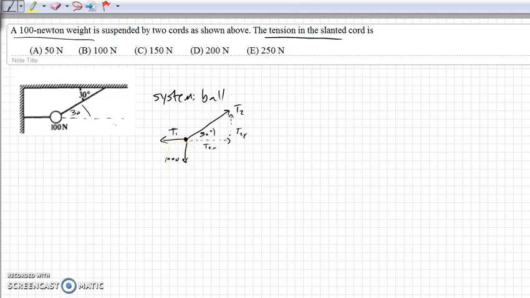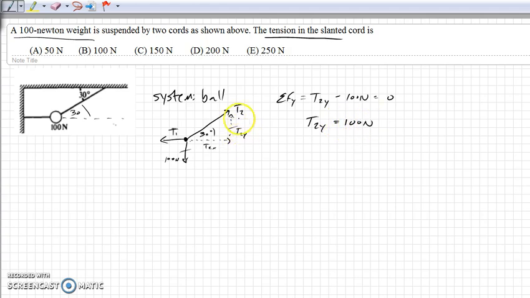Okay, then you can think about summing up the y forces. There's nothing in this problem to tell you that it's accelerating, so you can assume that these y forces add up to 0. Now there's only two y forces: this T2y and then the weight force down. So if we want to say that they are equal, that's fine. And this would be positive, so you could write T2y minus 100 newtons equals 0. Or another way of thinking about that is T2y equals 100 newtons.